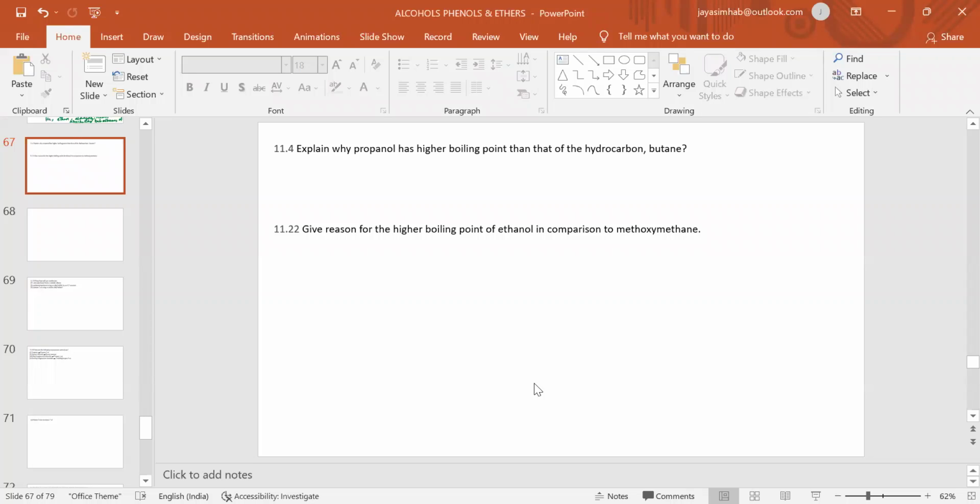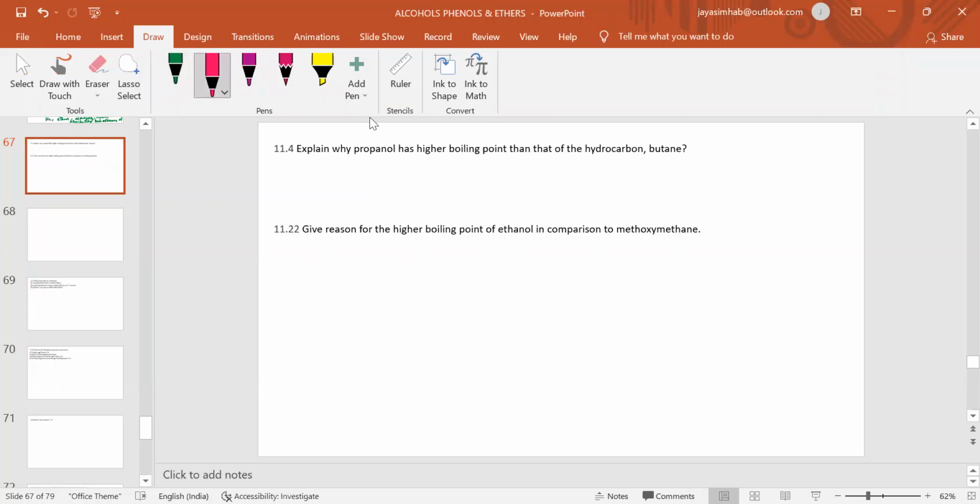So here we will see two more questions, which are given in the exercise problems. So 11.4, you can see. Explain why propanol, I mean 3 carbon containing alcohol, right? Propanol means 3 carbons will be there here. Propanol means 3 carbon alcohol has higher boiling point than the hydrocarbon butane. Butane is 4 carbon, right?